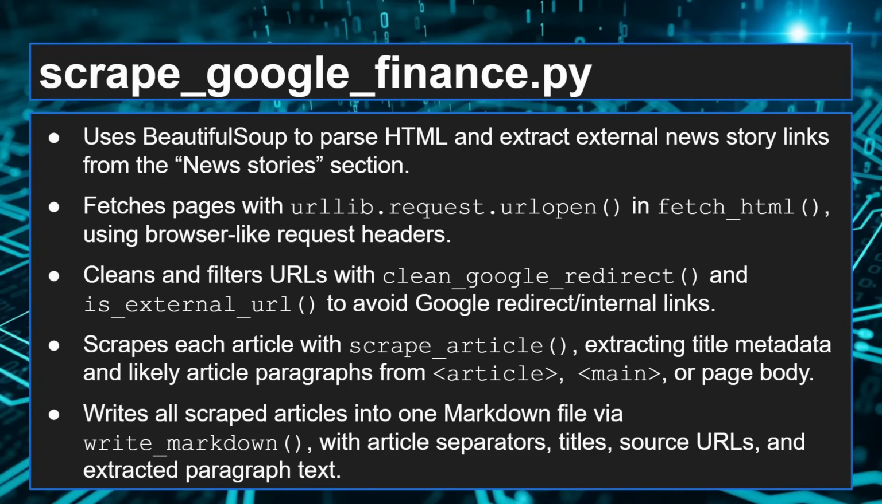So here's the first Python script. It's called scrapegooglefinance.py. It uses Beautiful Soup, which is a library, to parse HTML and extract the news story links. It fetches pages using urllib, which is a Python library. It cleans it all up using some functions that have been written in there. It then goes and scrapes each of these articles, extracting metadata and likely paragraph text, because obviously today's web pages are quite complicated. Sidebars, navigation bars, there's JavaScript, there's all kinds of different things, footers and headers, and loads of stuff that goes in. We try and work out what we want to grab from it, and then finally that's all written into a markdown file.